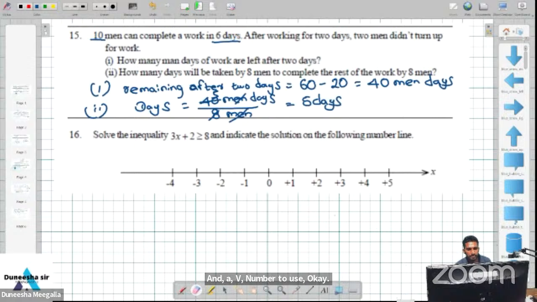Find out the inequality you can get with the algebraic term x.